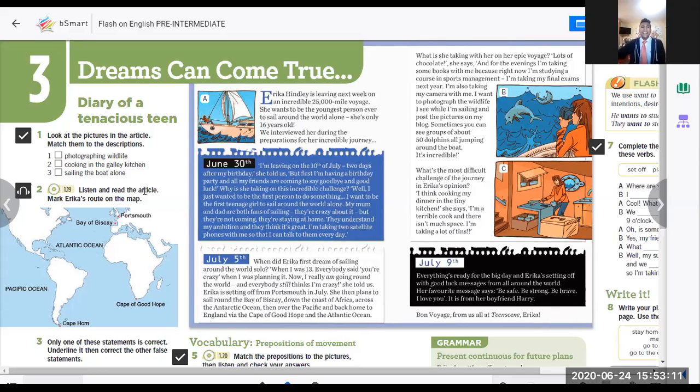Okay, vida salvaje. Cooking in the galley kitchen. Letter C. Bruno. Okay, don't worry. Perfect. Sailing a boat alone, letter A, B, or C? Letter A. Okay, excellent. Very good, Pamela. Letter A. So the correct letters are B, C, A: wildlife, kitchen, and sailing the boat alone.